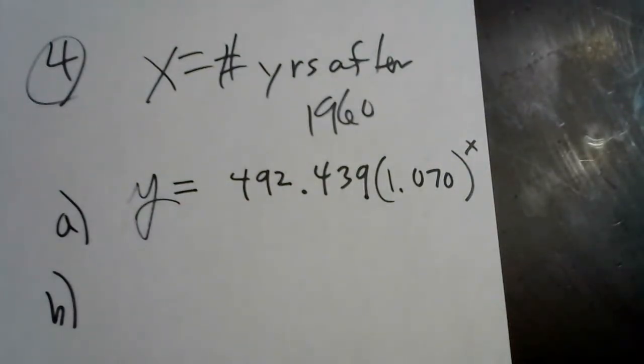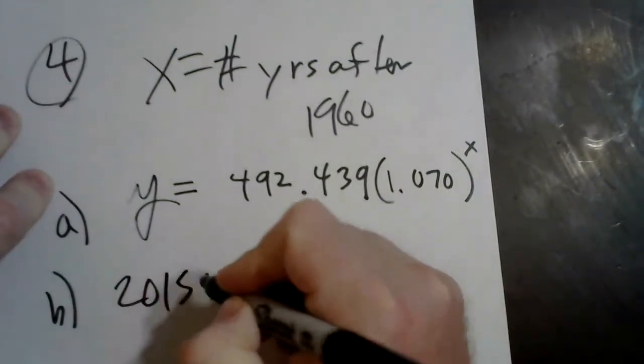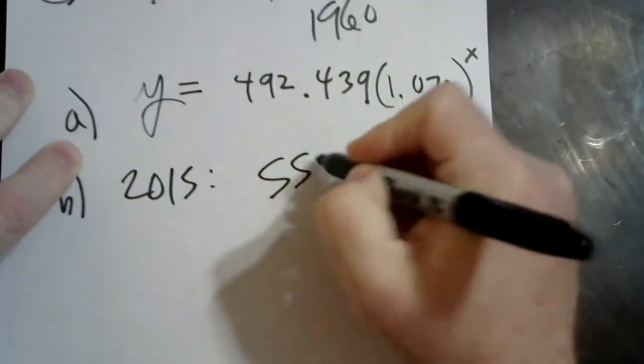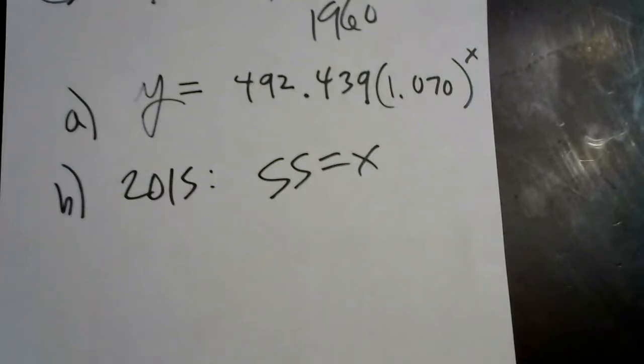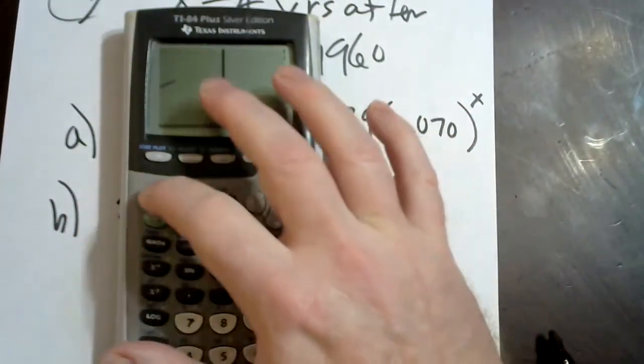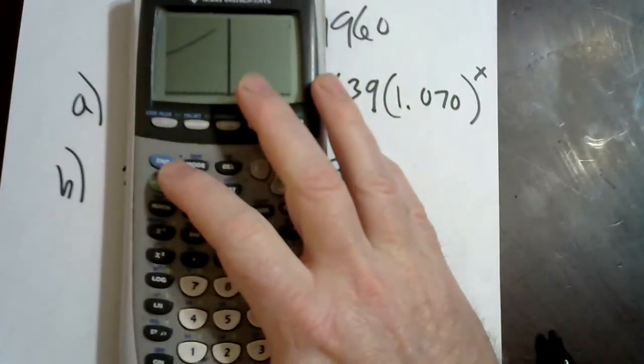Part B, if this model is accurate, what will be the total personal income in 2015? Well, just remember, the base year here is 1960, so I believe that would be 55 years later. Yeah. So I just have to plug in 55 for x into that function. So what would be the easy way to do it? Probably to use the table.